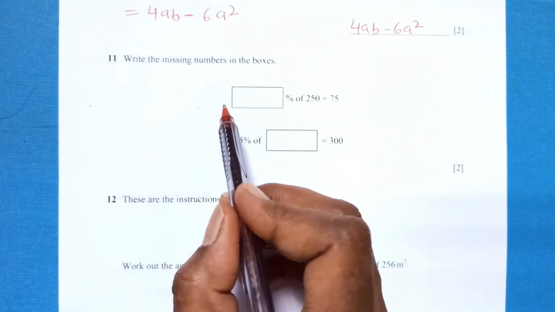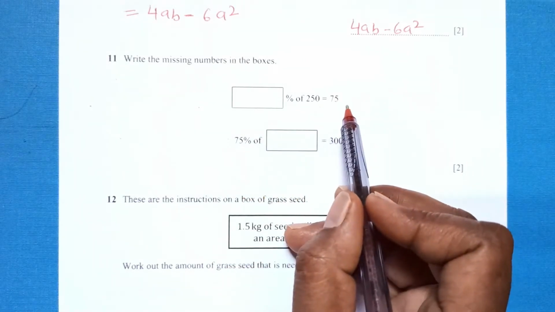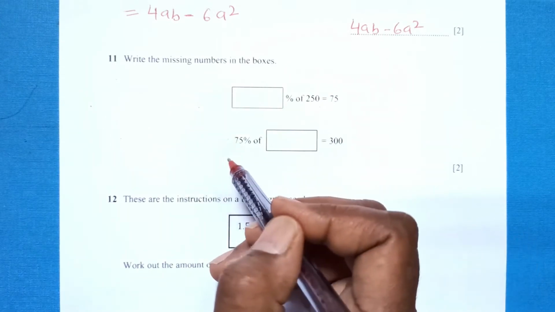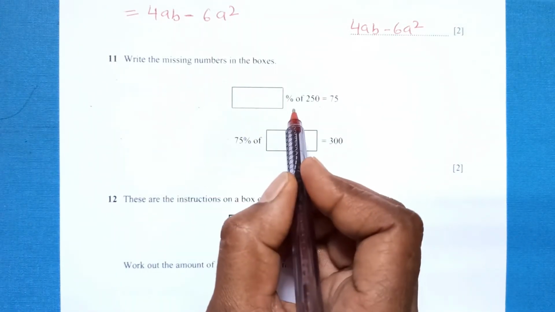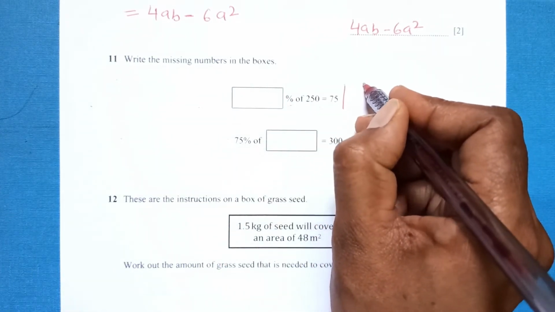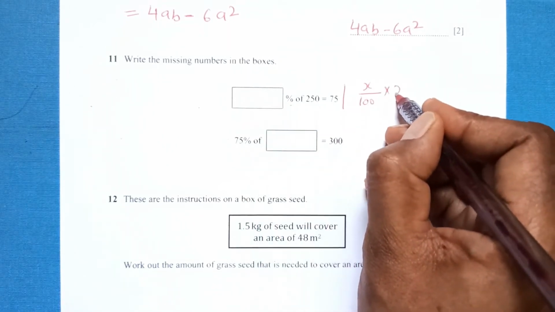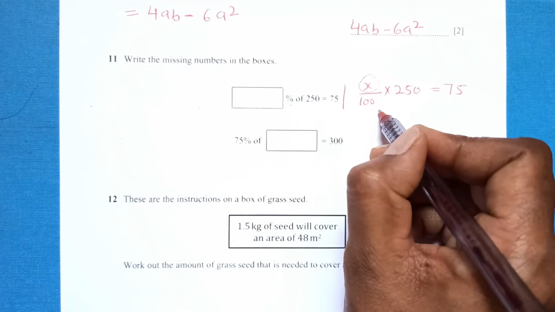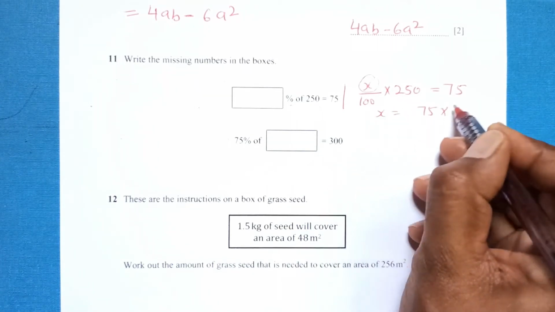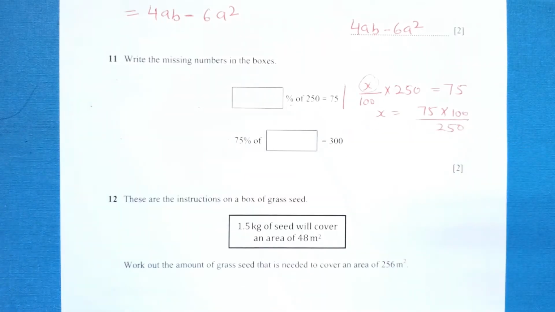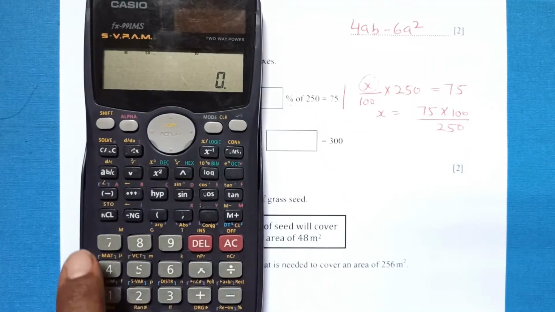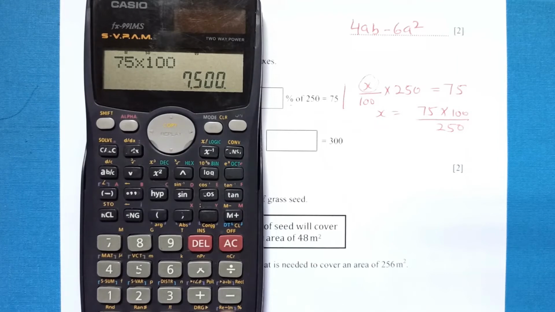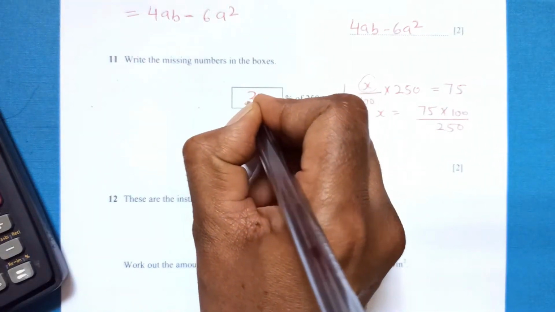Question 11. Write the missing numbers in the box. Dash percent of 250 is 75. Then you have 75% of something is 300. So let's do one by one. You need to know this number. Let's say it is x over 100 times 250, and this is given to us as 75. So we need to find the value of x. x will be 75 times 100 over 250. 75 times 100 divided by 250 is 30. So 30 will go here.